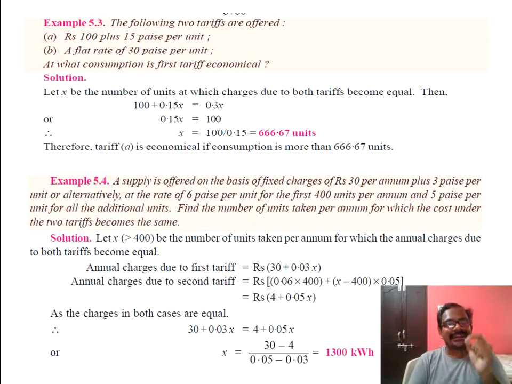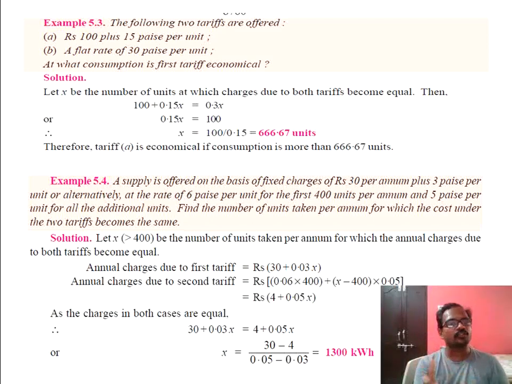So let x be the number of units consumed, and then we'll equate both. For the first one, it is 100 plus 15 paise per unit, and the number of units is x. 15 paise will be 0.15 rupees. So 0.15 rupees into the number of units x. So 100 plus 0.15x is the first tariff. What is the second tariff? The flat rate is 30 paise, that means 0.3 rupees per unit. That is 0.3 into x. So 100 plus 0.15x is the first tariff and 0.3x is the second tariff.